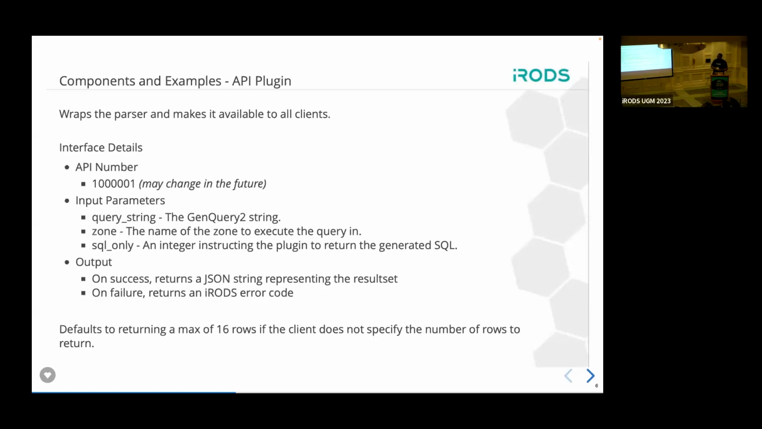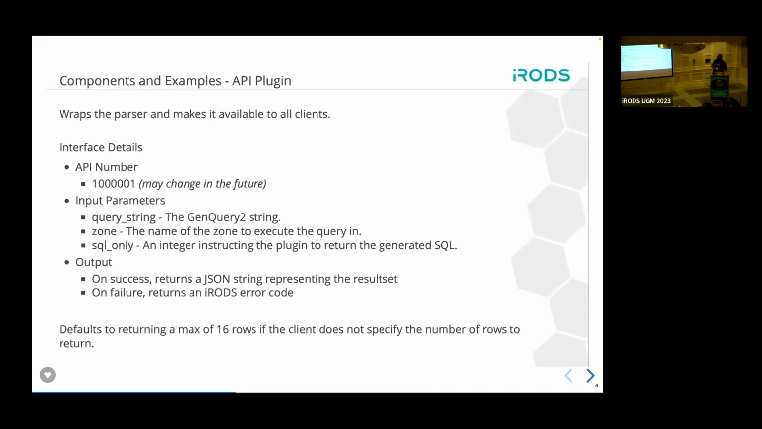As far as output, on success, you get a JSON string representing the actual results. So then you can just use your favorite JSON parser to interrogate that result set. And on failure, you get an iRODS error code with information about what led to the error, possibly. That's something that we have to flesh out more.